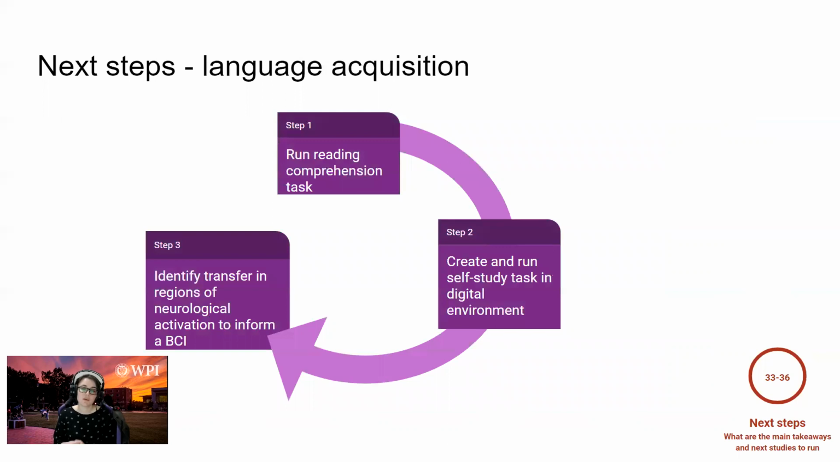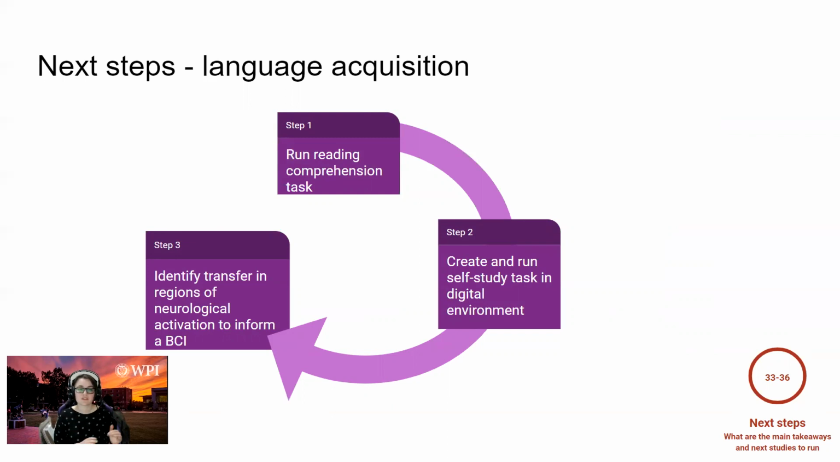And then our next steps with language acquisition, kind of the same three-step iteration, is that we want to run the reading comprehension task and then an audio comprehension task as well to see if there's differences there, and a combined one. From that, we will create and run the self-study task in a digital environment to assure that we're seeing that same differentiation of signals. So seeing the more familiar parts of the language being in Broca and Wernicke's region and the more complex or unfamiliar regions of activation being in the visual cortex and prefrontal cortex.